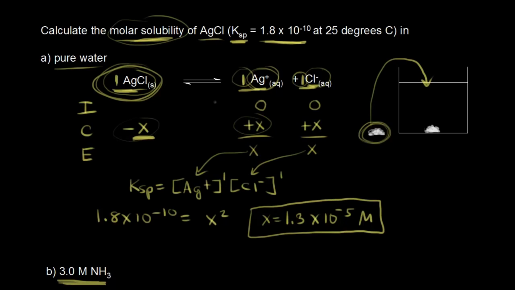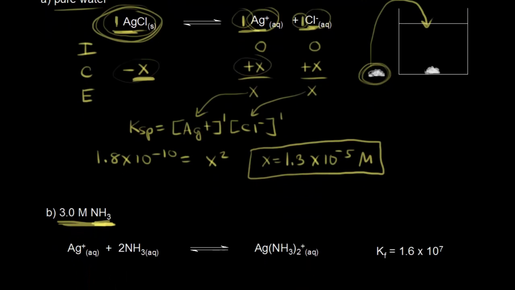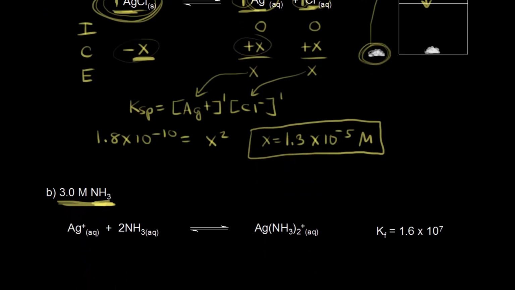Let's see what happens when we have ammonia present instead of pure water. So we have 3 molar ammonia present now. What happens when ammonia is around silver cations? All right, we get this reaction. Silver cations plus 2 molecules of ammonia give us what's called a complex ion over here.